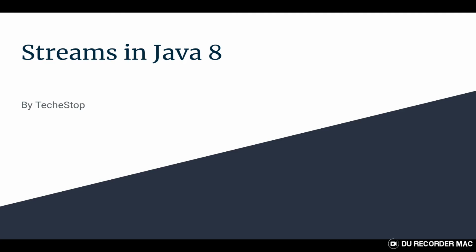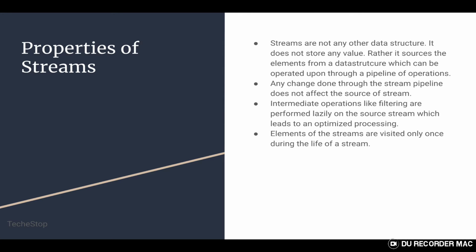Okay, so first, what are the properties of a stream? Everyone has a misconception that streams are also a data structure, but in reality it is not. Streams are not any other data structure, and they do not store any value. Rather, a stream sources the elements from a data structure, which can be operated upon through a pipeline of operations.